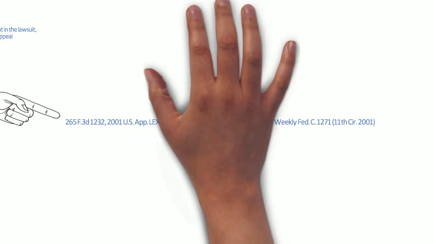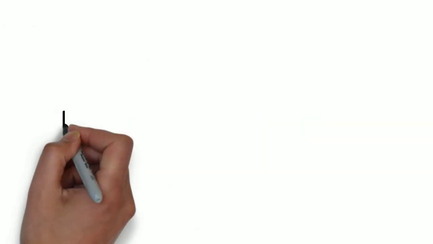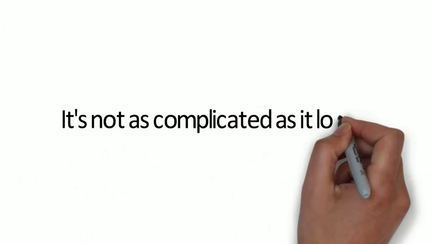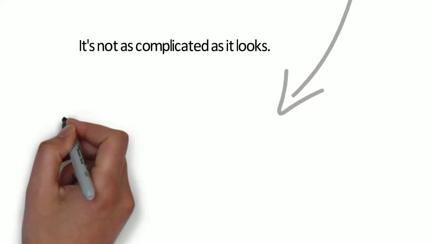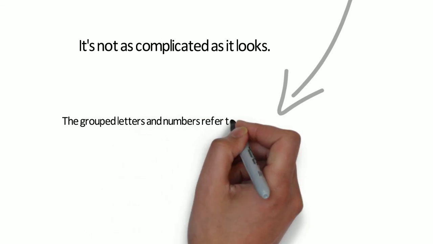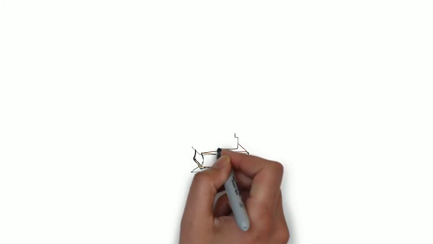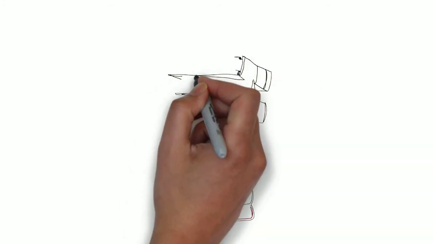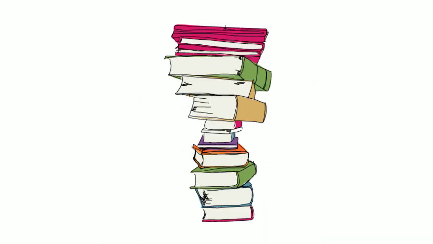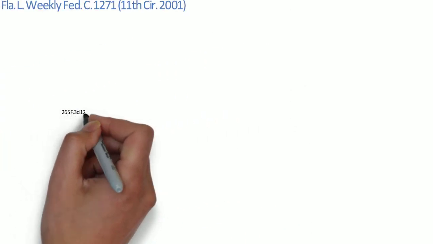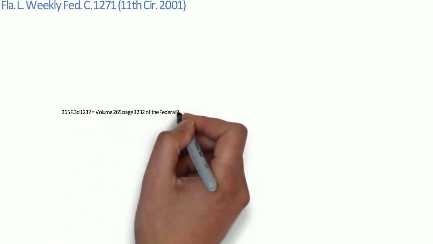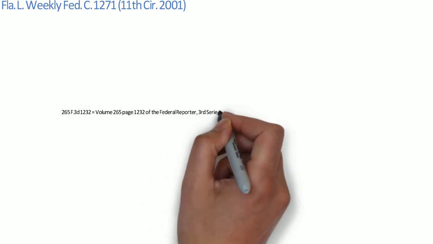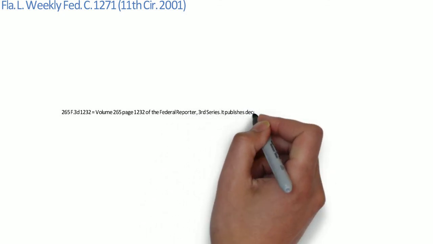Now let's go to the string of letters and numbers. Break it down. It's not as complicated as it looks. The grouped letters and numbers refer to separate case reporting services. Originally, the thousands of bound volumes that fill the stacks of legal libraries that today also include electronic versions of reported decisions. The Voyerdorm decision is reported in 265 F.3rd 1232, or volume 265, page 1232 of the Federal Reporter, 3rd series.